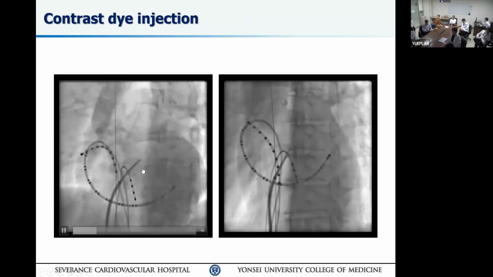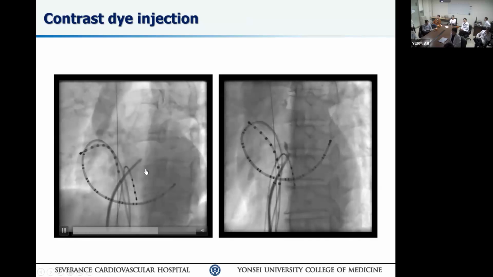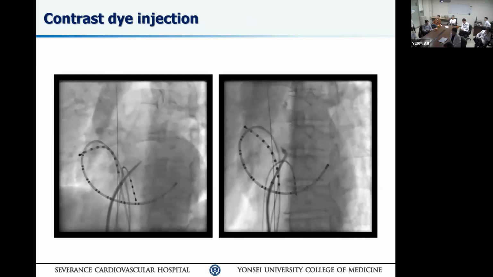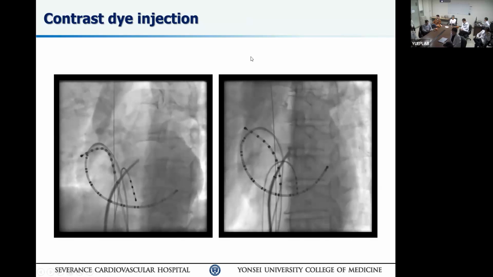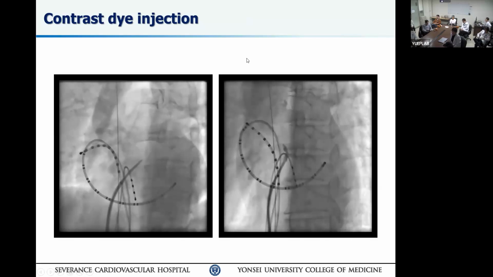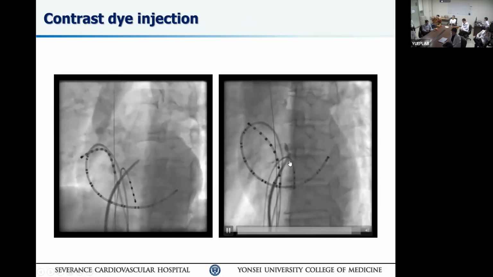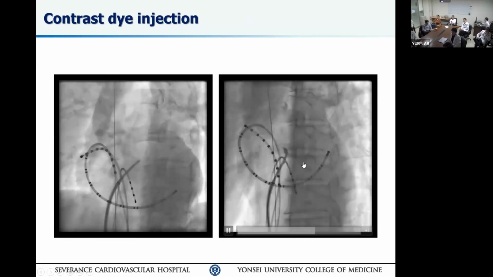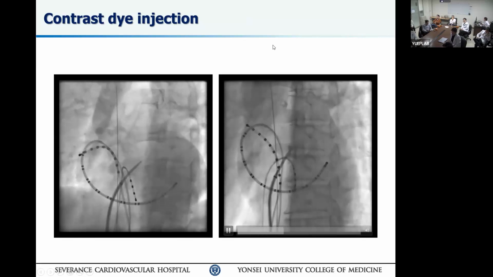Before transseptal puncture, I have told you some of the landmarks and rules, and you can also confirm that you're in the fossa ovalis using contrast. If you see in the right picture, the contrast is stained in the fossa ovalis, which represents that you are in the right spot.